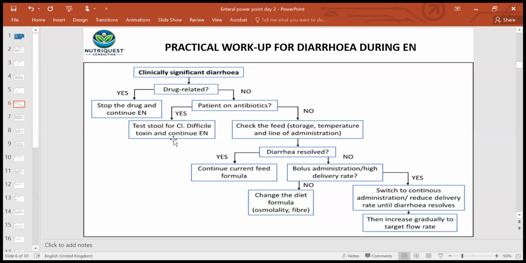I hope we are following. Are we following the flowchart? Are we together, team? Is this making sense? Yes, we are. Yeah, sure.